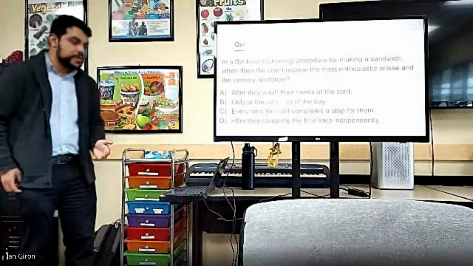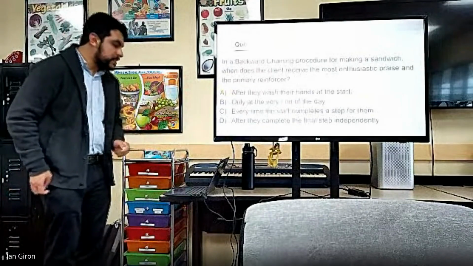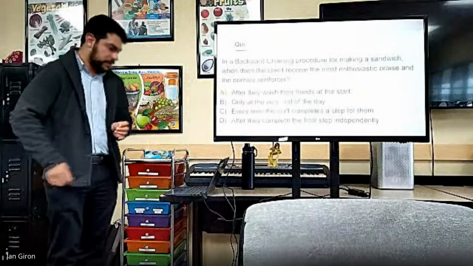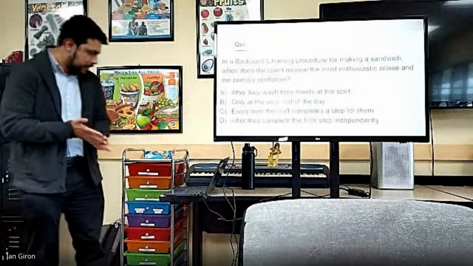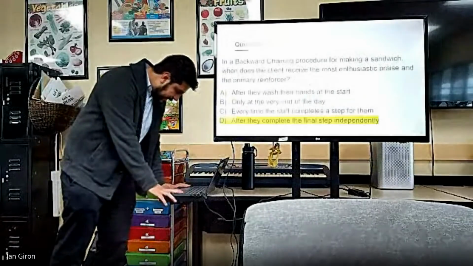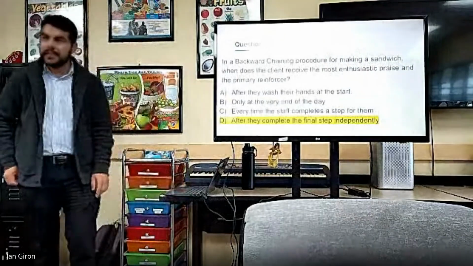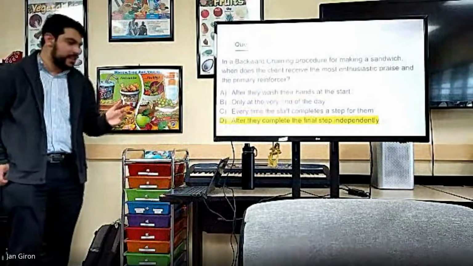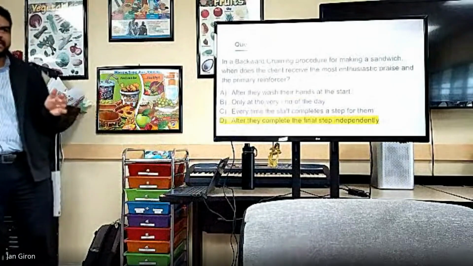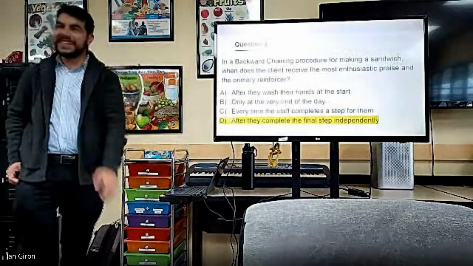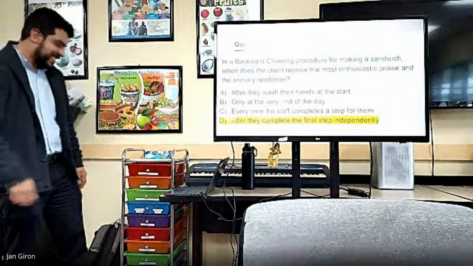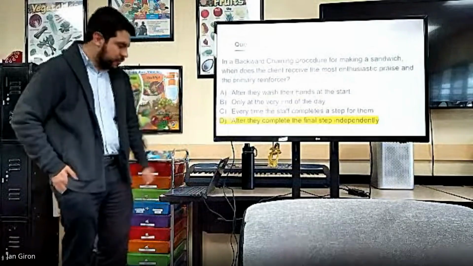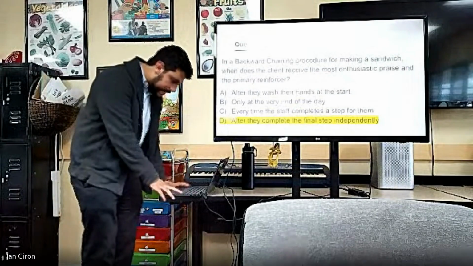In a backwards chaining procedure for making a sandwich, when does the client receive the most enthusiastic praise and the primary reinforcer? D. Hearing D? Yeah. What is the primary reinforcer in this instance? Making the sandwich. The sandwich, yes. The sandwich is the reinforcer here. And of course, we can throw in a little bit of praise here and there, just to rev up the reinforcement. Here in this case, it's the sandwich.